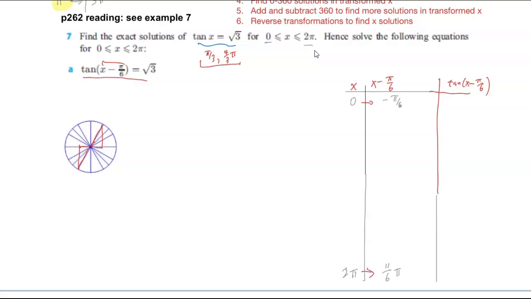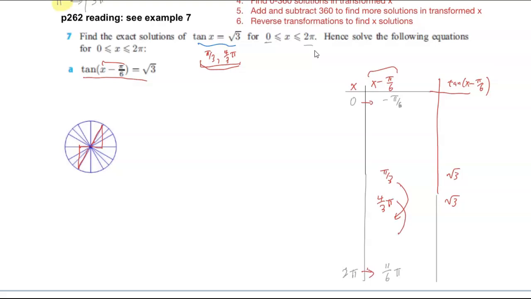All right, now let's put our two solutions here in the middle. Pi over 3 and 4/3 pi are solutions for tangent of x minus pi over 6. These are the intermediate arguments, which would give us a tangent of square root of 3. Okay, so those are the two main solutions. Now let's find other solutions by adding and subtracting 2 pi. Remember 2 pi with 6 in the denominator would be 12/6 pi. So we're going to add 12/6 pi to each one of these.